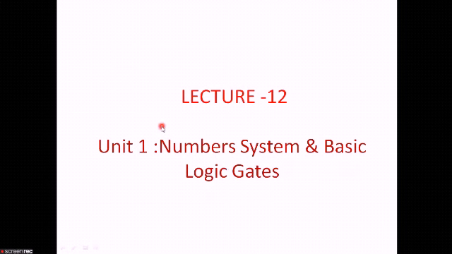Today we are in lecture number 12, which is in unit 1, number systems and basic logic gates. Today we are going to start XNOR gates, that is exclusive NOR gate. Before starting exclusive NOR gates, let us have a quick recap of the previous lectures.